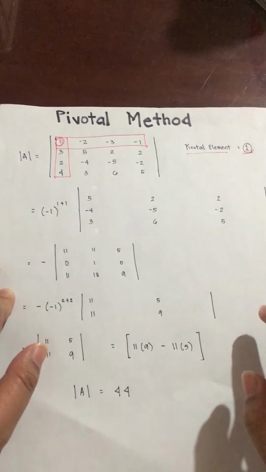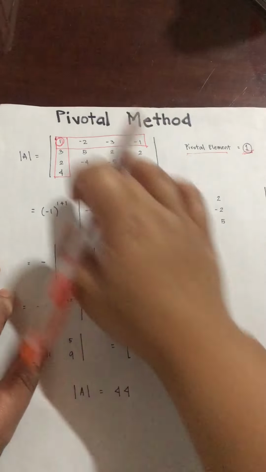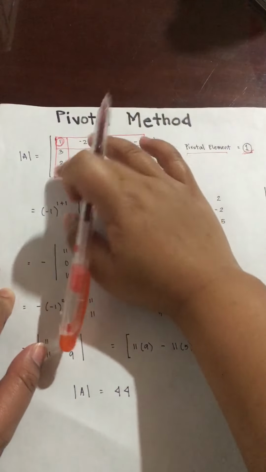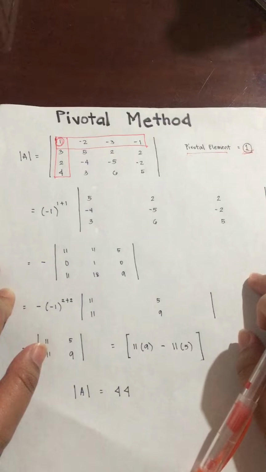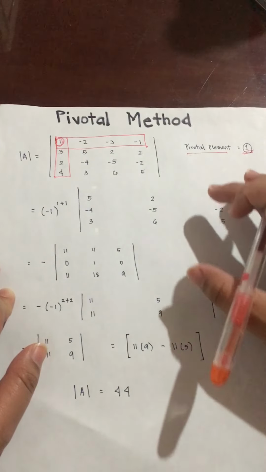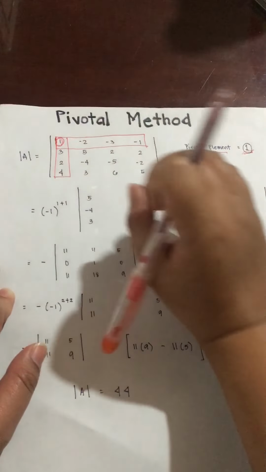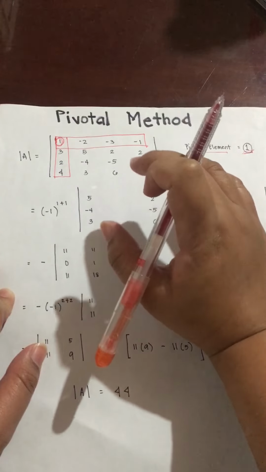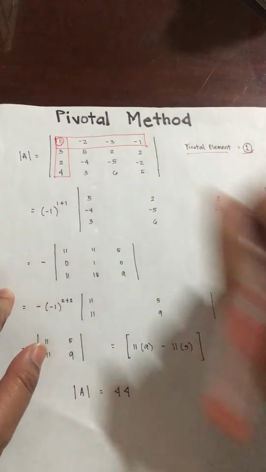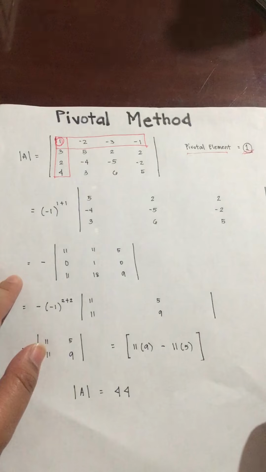Take note na hindi natin pwedeng burahin completely ito and here. Hindi natin siya pwedeng burahin completely kasi in our solution, magagamit natin ang mga to. So, instead of deleting it completely, we can encircle them or box them. Now, we will proceed to the next step.